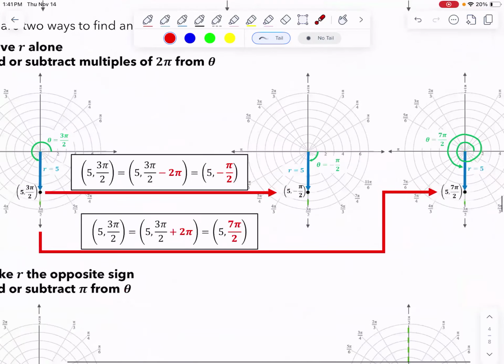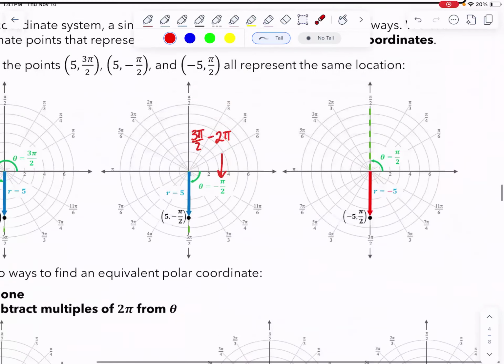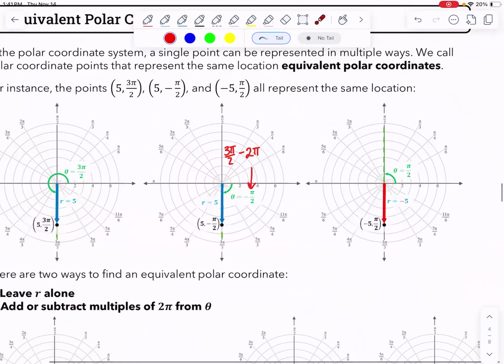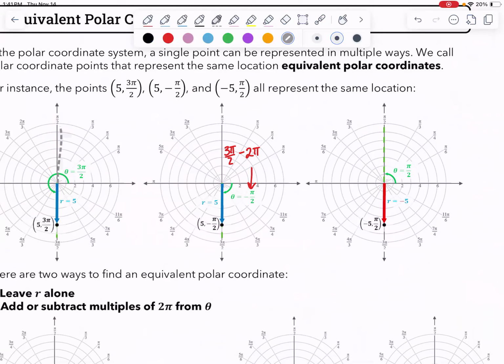The one that's a little more tricky is this last case over here. So what I want you to notice is really, we started with this 3 pi over 2 angle. If we wanted the radius to go negative, that means we have to go the exact opposite direction. The exact opposite direction is going to be the same thing, right? I'm just going to draw this line here. The exact opposite direction is going to be subtracting pi from theta.